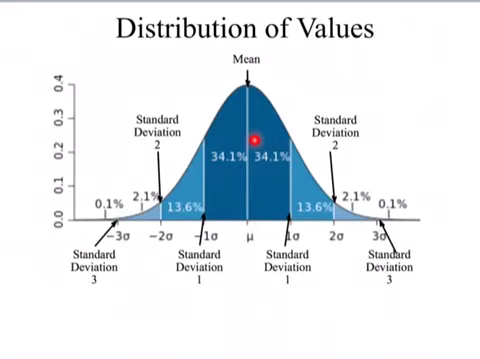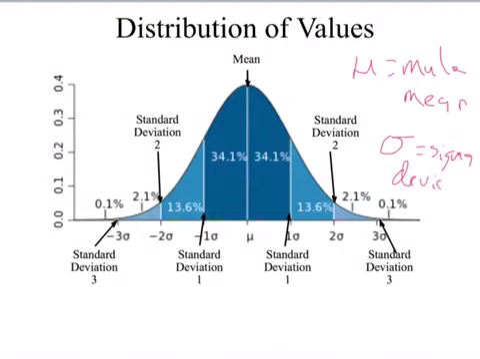Let's talk a second about what these little funky letters look like. On this first one in the middle, it kind of looks like a U. This is called mu. It's just a Greek letter, and it stands for mean. And this, it looks like an O with a little hat. That stands for sigma, and that stands for deviation. So that's where those little funky letters come from.